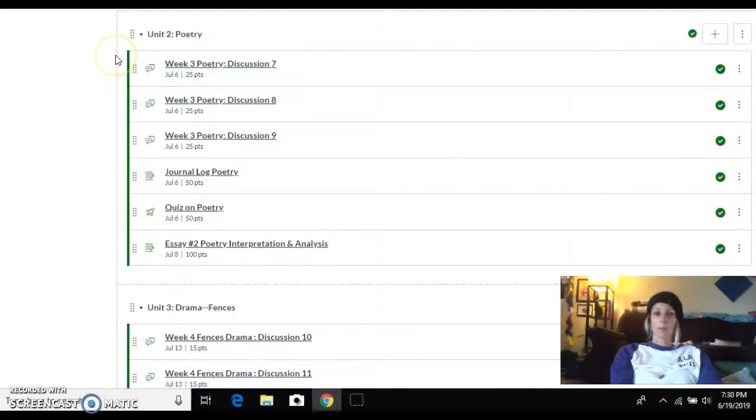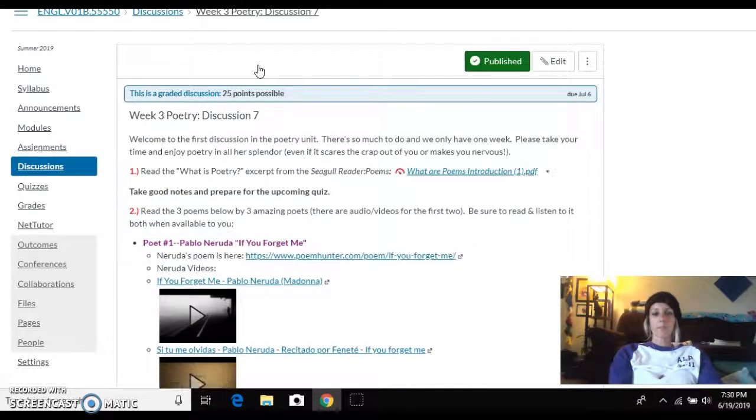It follows a similar protocol as short story, but it's half the amount of time. It's only 1 week. We have 3 discussions, journal logs, a journal log with your entries in it, and it's explained there, your quiz on poetry, and then essay number 2, which is your poetry interpretation and analysis. So right now we're just looking at discussion 7, jumping right into beautiful poetry.